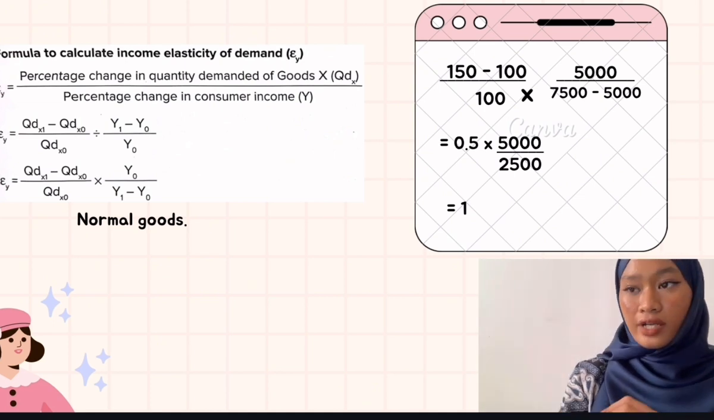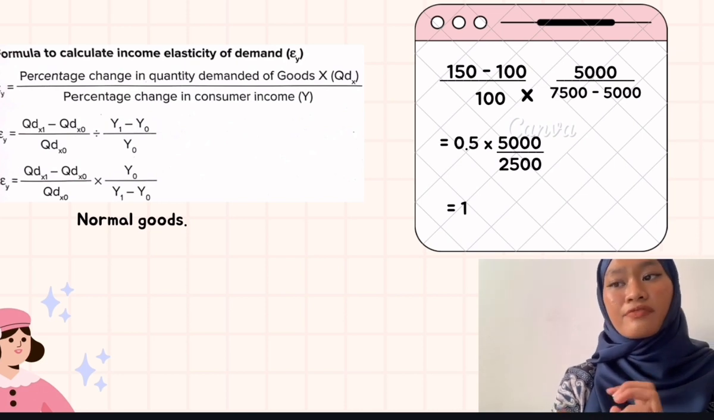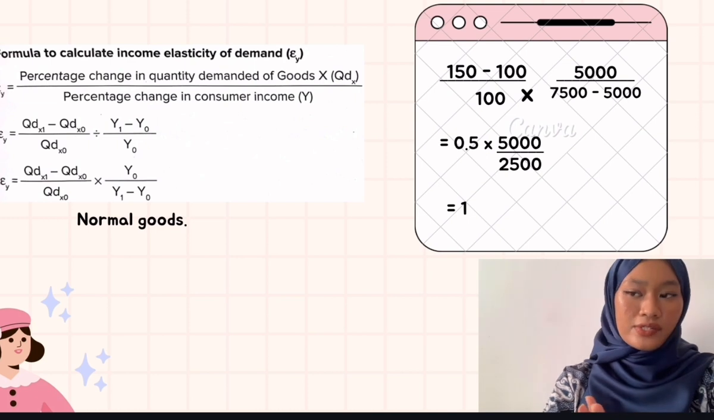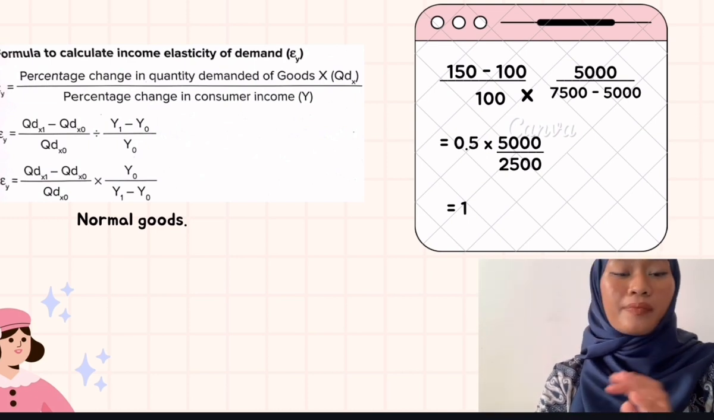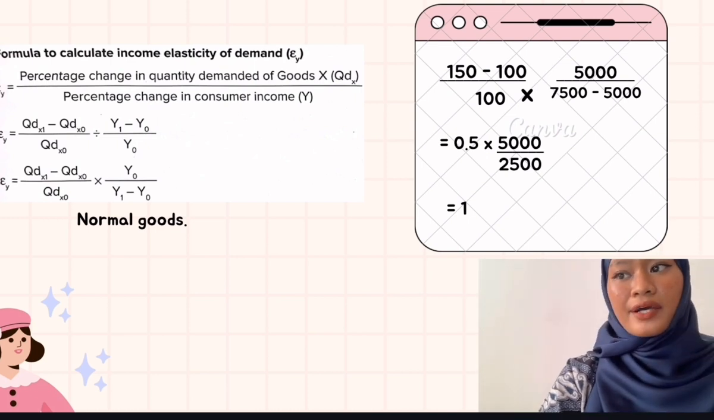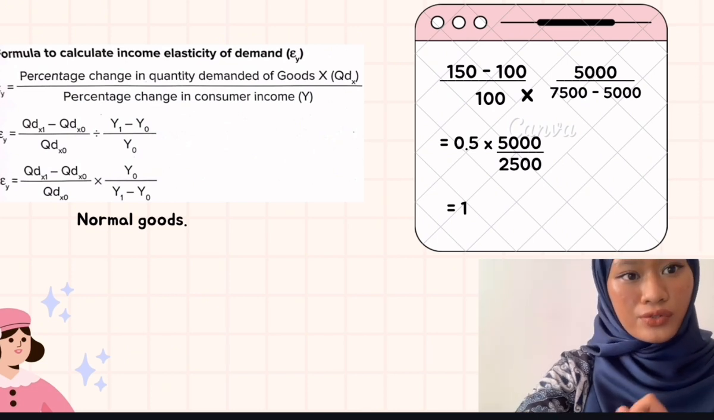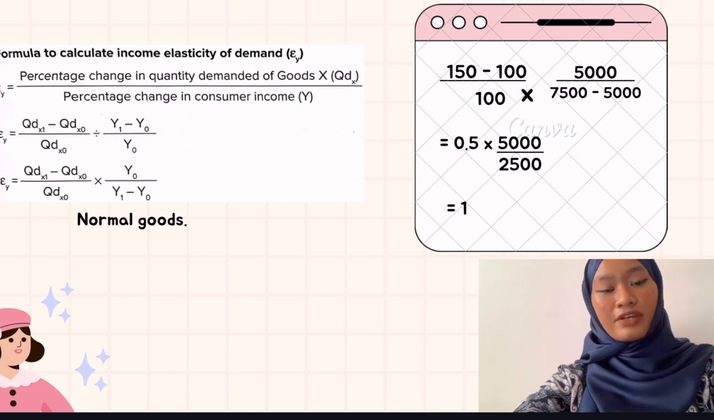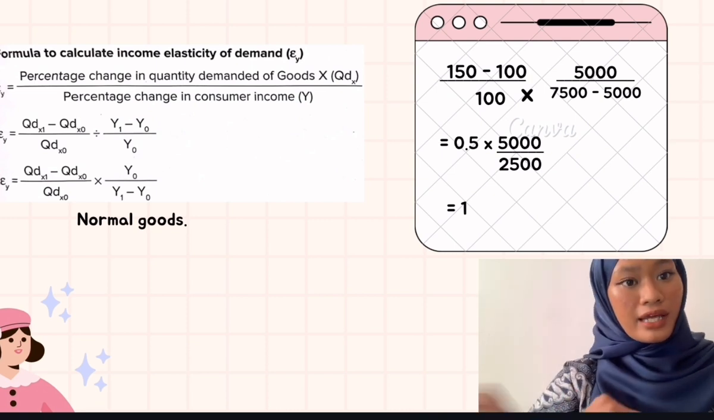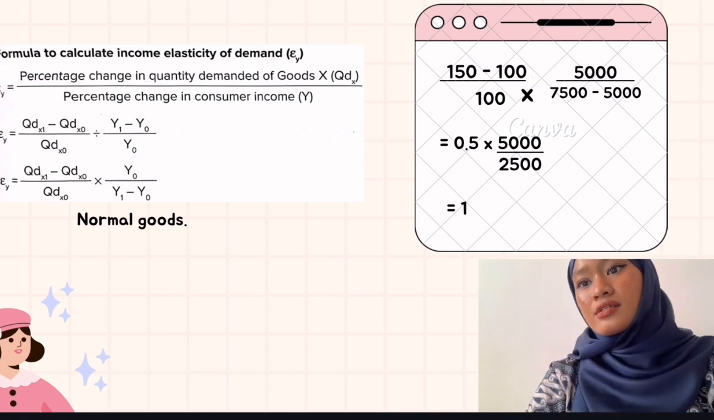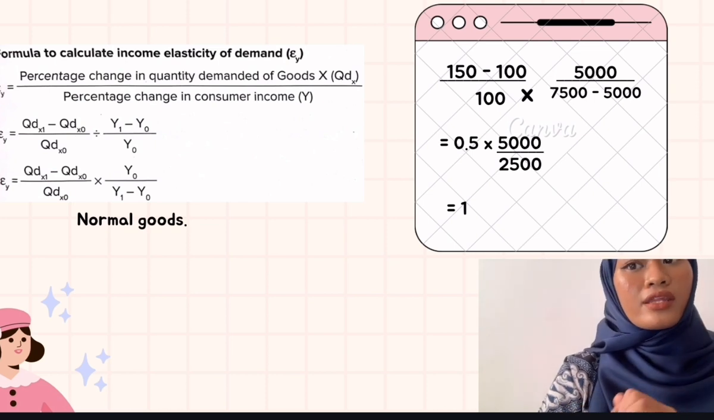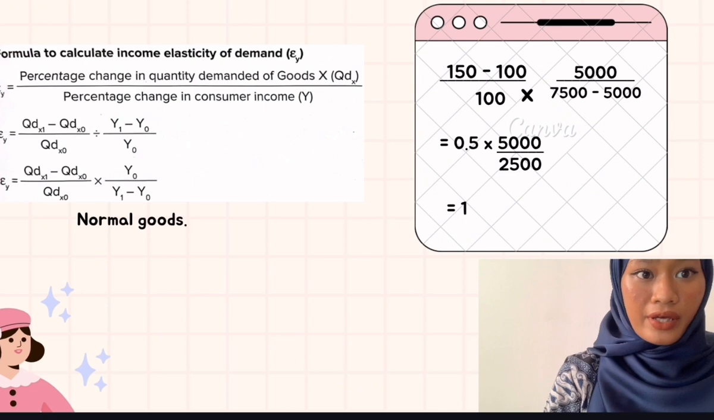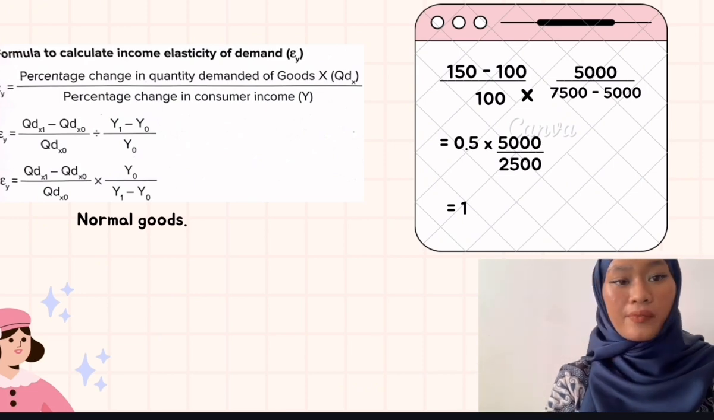150 minus 100 over 100 times 5,000 over 7,500 minus 5,000, equals 0.5 times 5,000 over 2,500. By that, we can get equal to 1. So, the question asks, interpret whether the goods are normal or inferior. Based on the calculation we got number 1, which is a normal good.